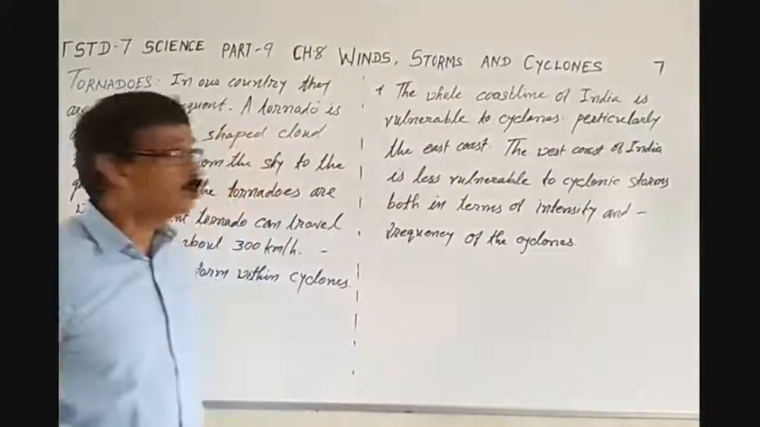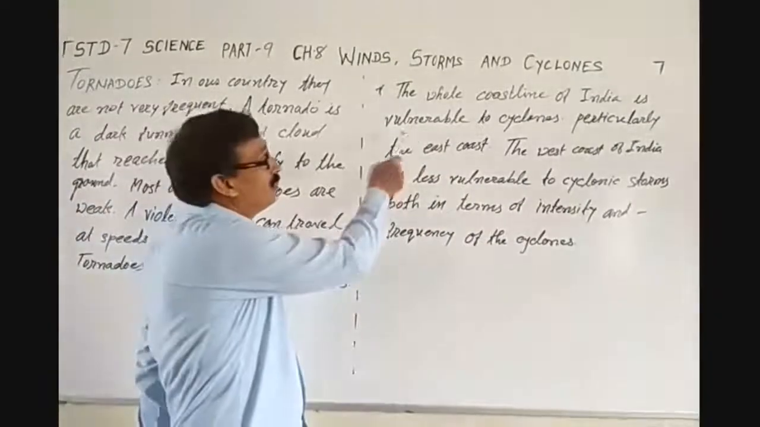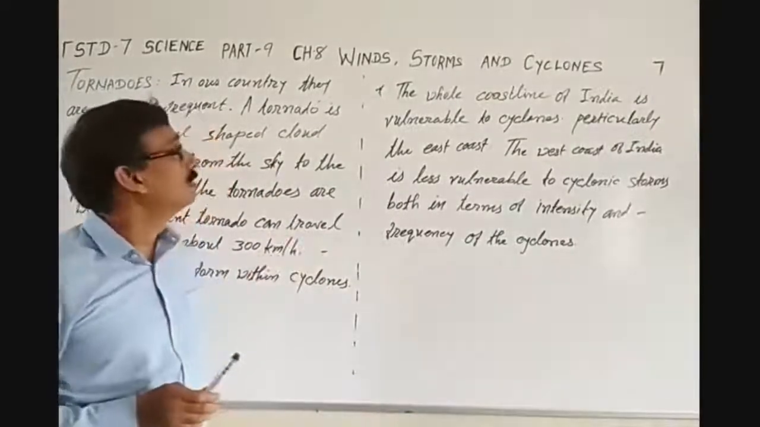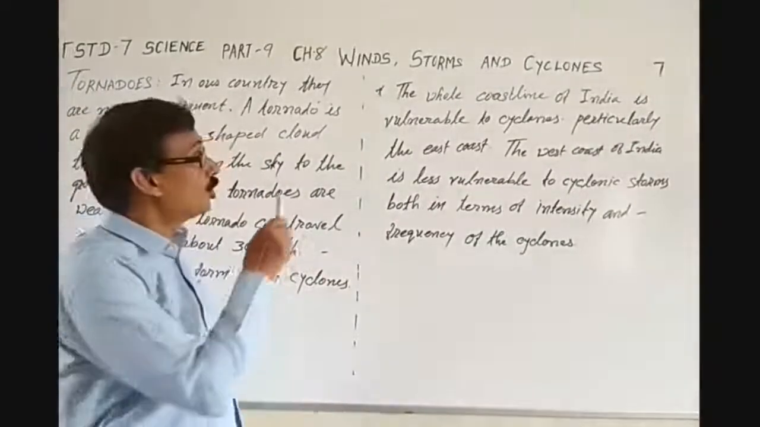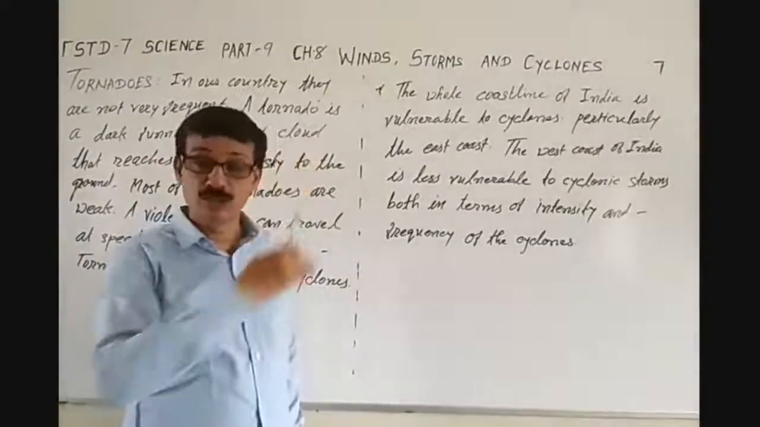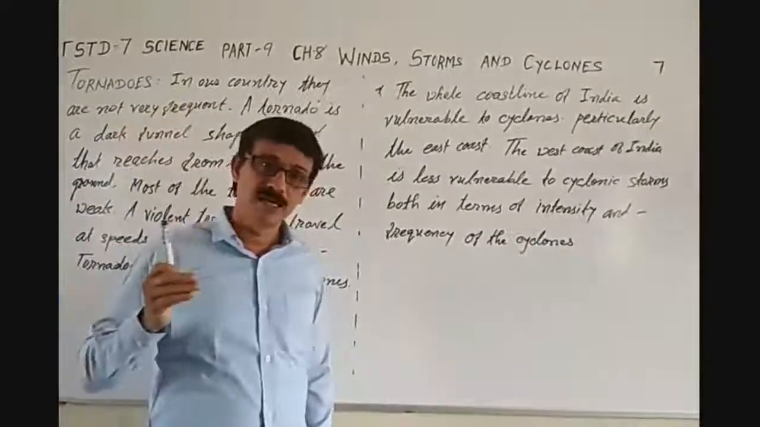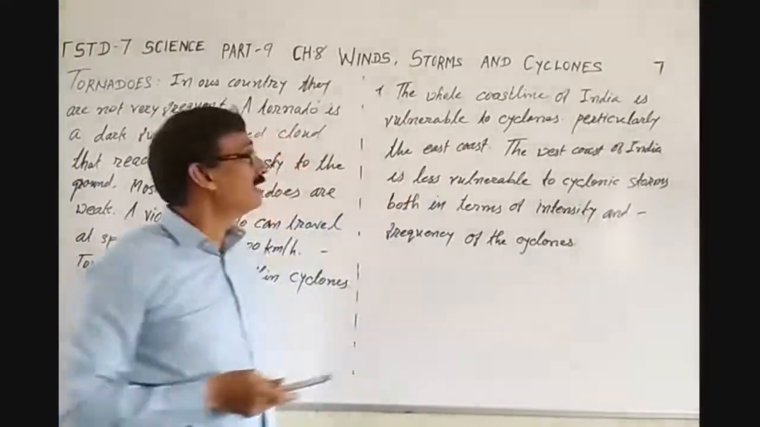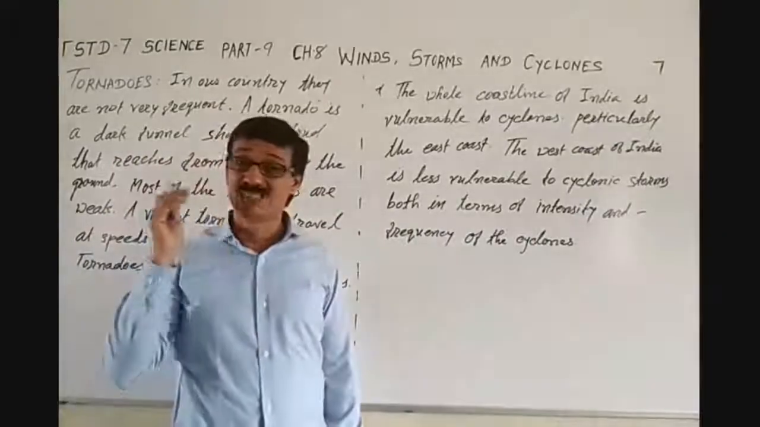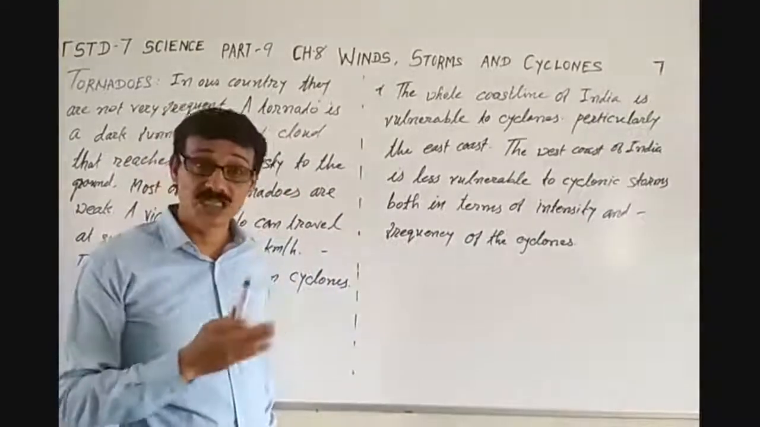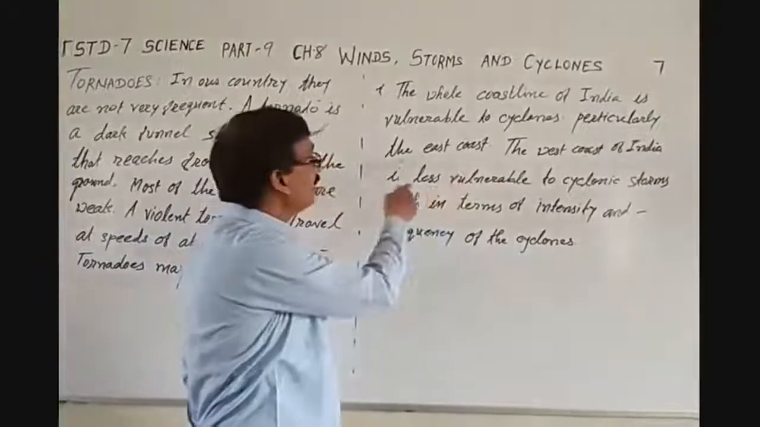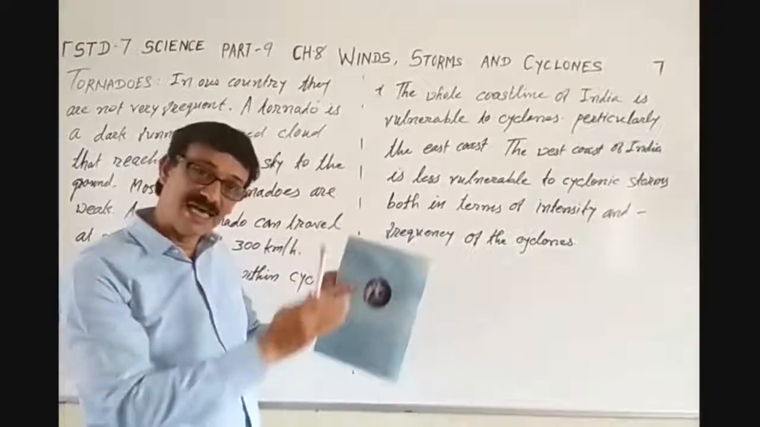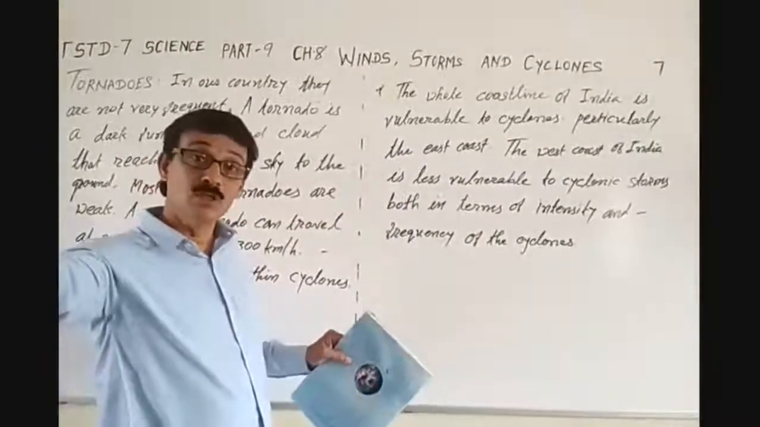The whole coastline of India is vulnerable to cyclones. You know the coastline of India is very big, very lengthy, and the whole coastline is vulnerable to cyclones, particularly the east coast. See, Gujarat and Bombay are on the west coast, and it is on the east coast.